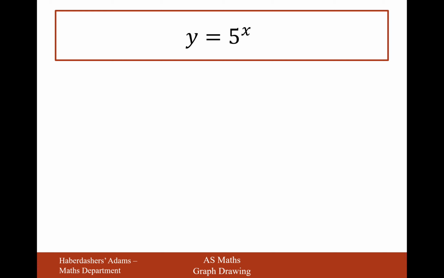Right, moving on to the next one, 5 to the power of x. Well, I can just go straight to the answer for this one. It's basically the 2 to the power of x one, just with a scale factor 5 on it, so it's going to increase much quicker.